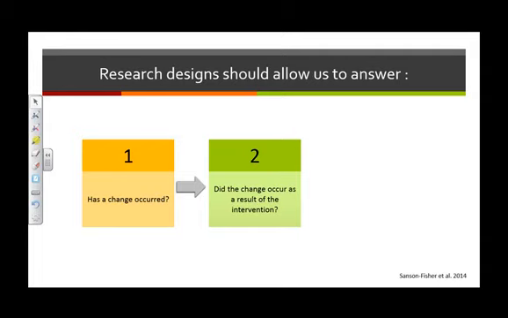Sorry. Yes? I'll ask a question. One of the large challenges with implementation science research is attaining provider consent.